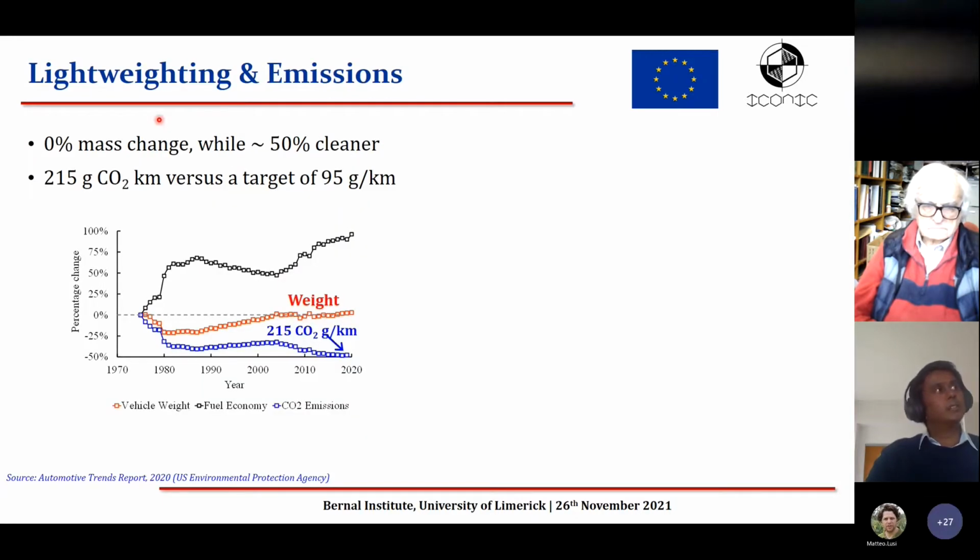Now, lightweighting and emissions are the two most common things that we hear often in composite research. But if we look at the percentage change in weight and emissions from 1975 until 2020, we see that the weight of the vehicle has relatively remained the same in the late 2000s as it was in 1975, whereas the emissions have reduced considerably, and the fuel economy has increased considerably. But we are still far away from what the regulations demand, which is about 95 gram per kilometer, whereas we are still at 200 gram of CO2 per kilometer.